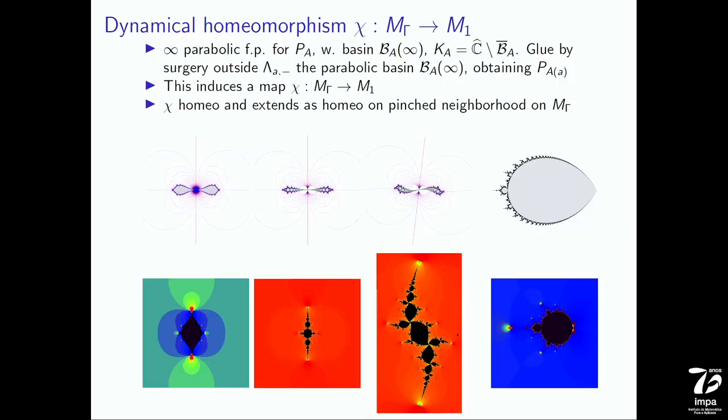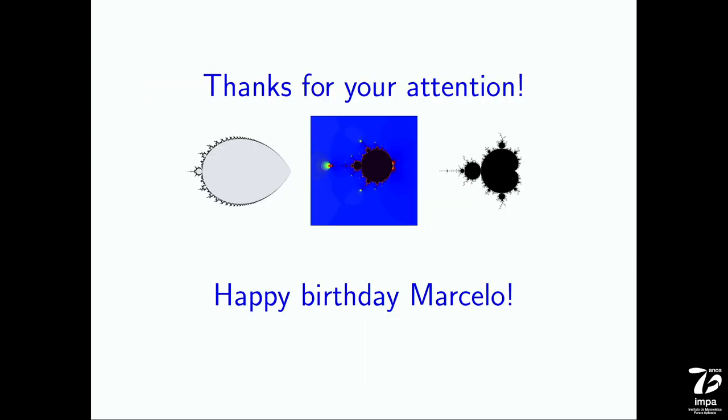You still have to show that your homeomorphism is going to be surjective, which is tricky. You have to count the limbs. You have to go around this guy limb by limb, basically. But you can do it. And this is what I wanted to tell you. Thank you very much for your attention, and happy birthday, Marcelo.